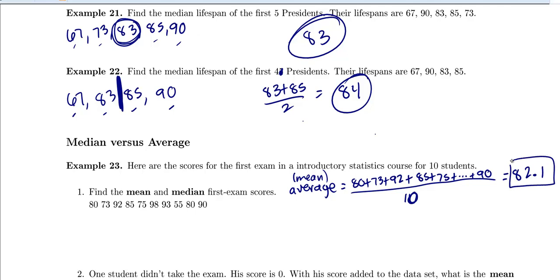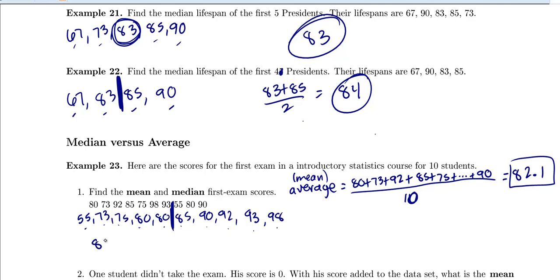Now let's find the median, but remember, to find the median we have to write all of our scores in order. So the smallest is 55, then 73, 75, 80, 80, 85, 90, 92, 93, and 98. Now I'm looking for the middle score. Notice though we have 10 scores, that's an even number, so I'm not going to be able to find the exact middle. If I count 5, 1, 2, 3, 4, 5, and if I count 5 in this direction, 1, 2, 3, 4, 5, my median should be somewhere here. So 5 are below, 5 are above.